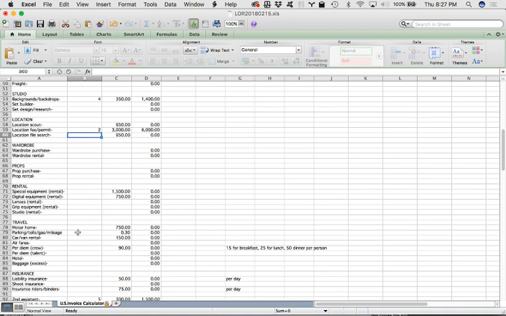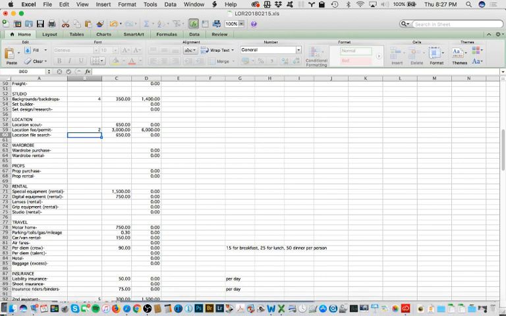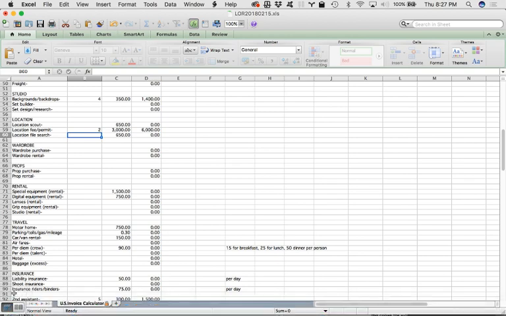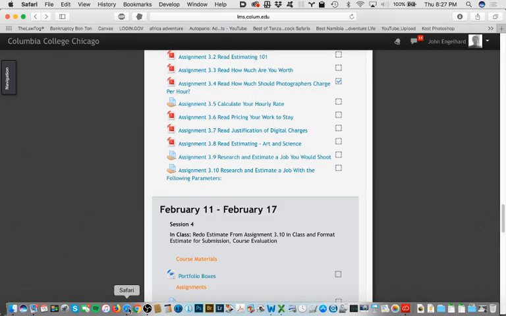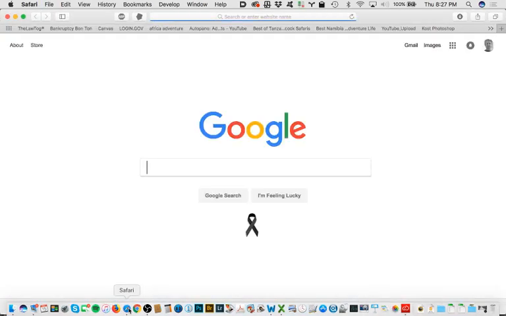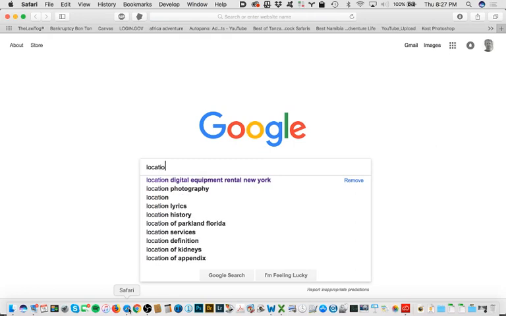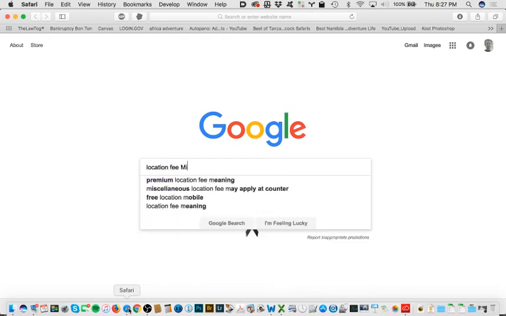I know, but you didn't read the right thing. It all depends on the county that you're in. It was like a $1 million insurance policy. Yeah, but that's something you'll actually already have. So, okay, let's do what you guys did. Let's go back out to the website and do a new Google search for location fee, Miami Beach.